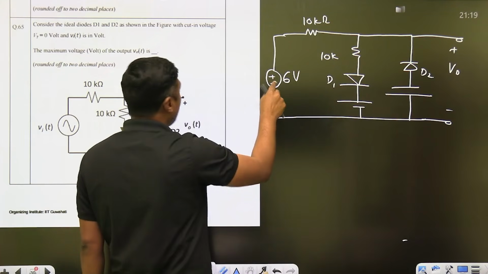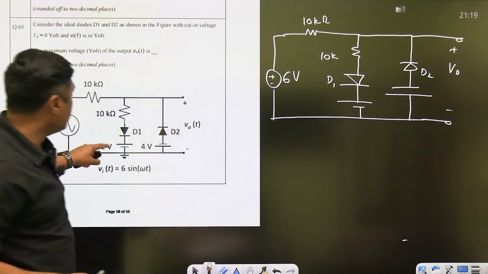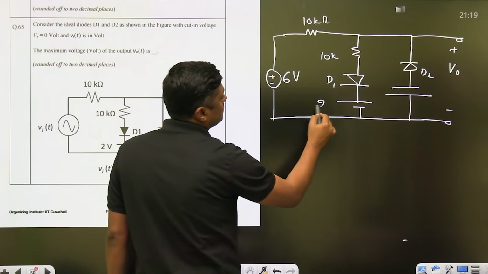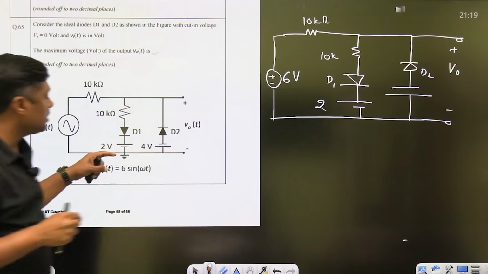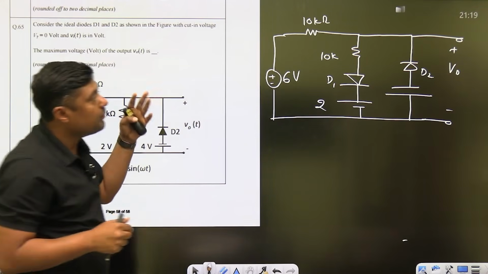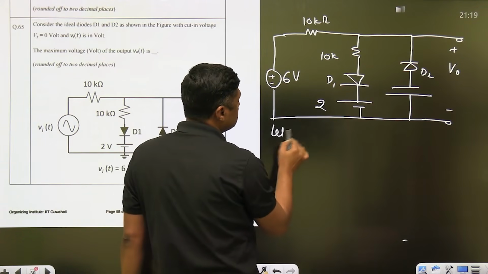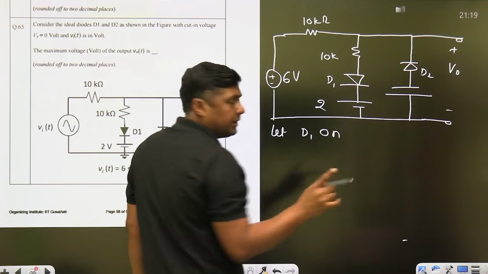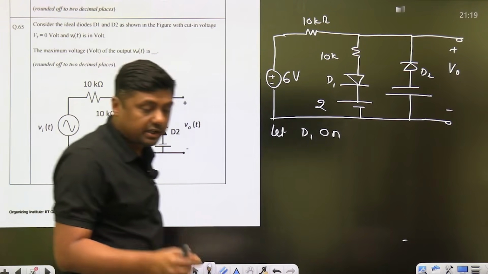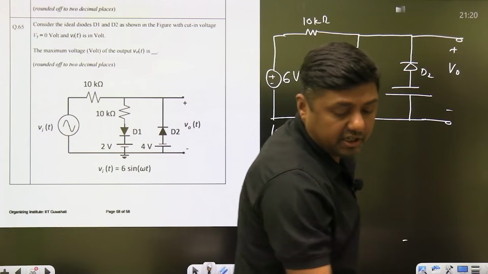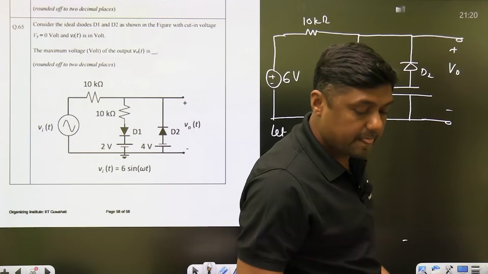Now because it is positive and it is more than 2 volt, we can assume D1 is on. Right, we can assume. Now here on the positive side, negative voltage is connected.